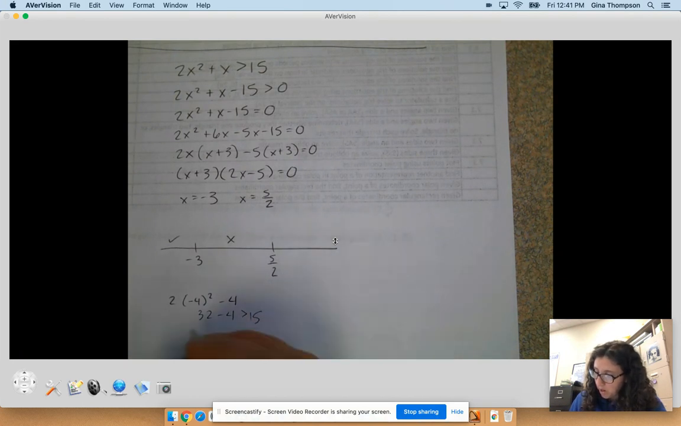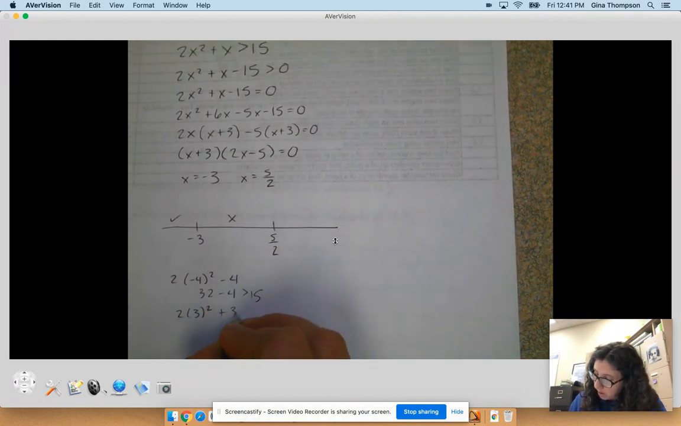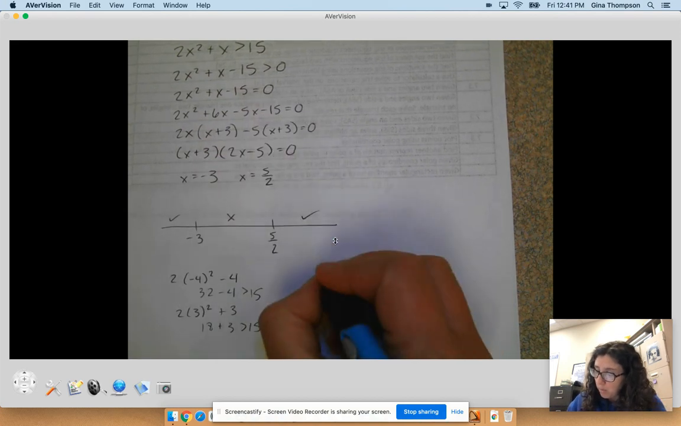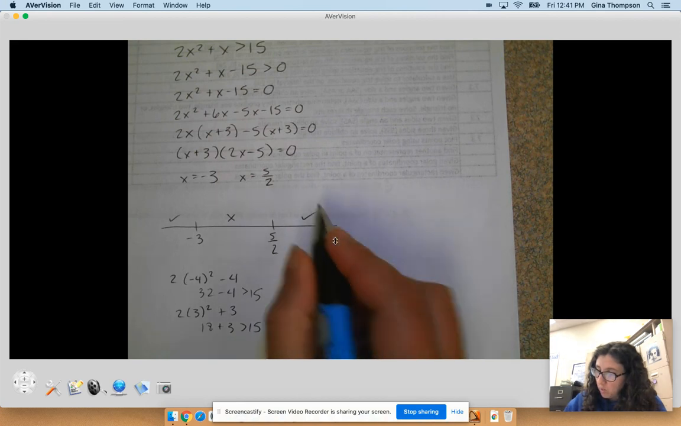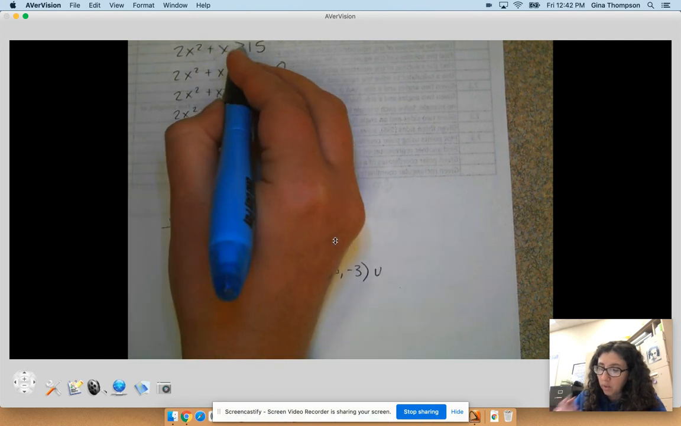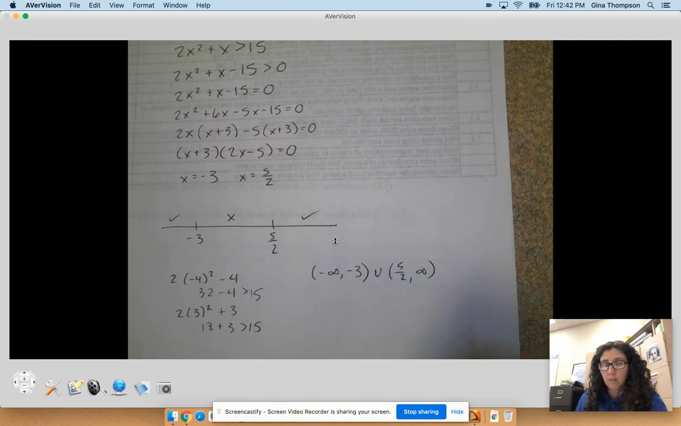How about 3? Right, 3 will be over here somewhere. So 2 times 3 squared plus 3 is going to be 18 plus 3. Is that greater than 15? Sure is. Okay, so these two intervals are where this original inequality is true. So I will write my solution as negative infinity to negative 3, not including that because the original inequality was just greater than, and union with 5 halves to positive infinity.